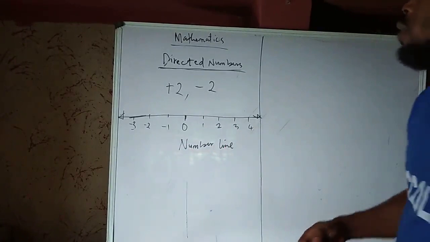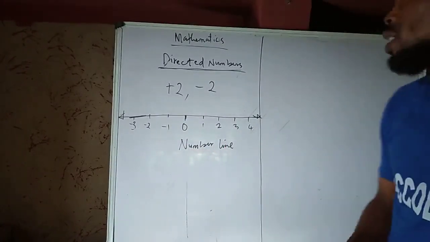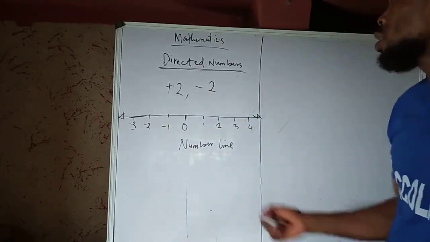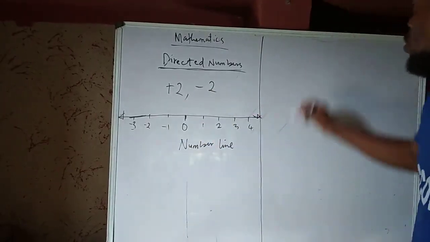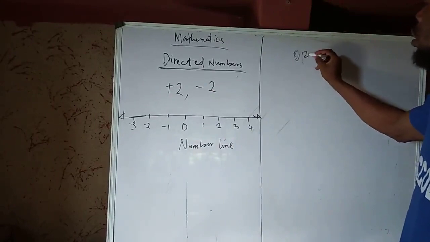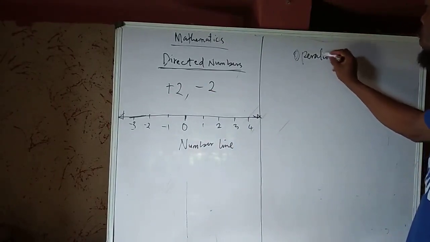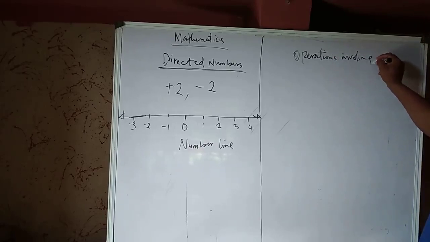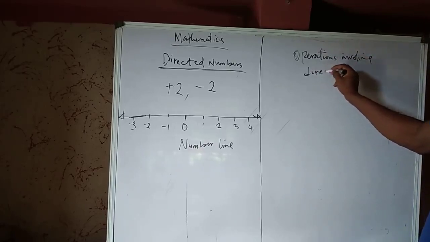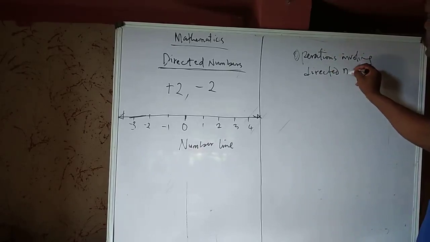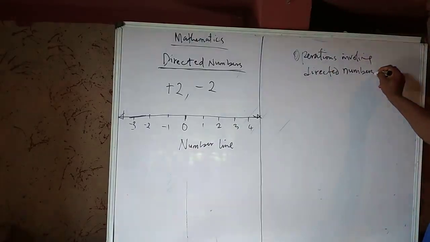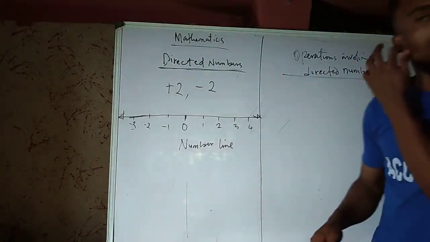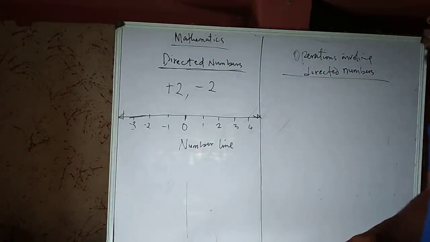Okay, so now in mathematics it is very important that you know how to do any operation involving number lines. So we are going to be talking about operations involving directed numbers. How do we add and subtract numbers when they are directed? That's exactly what we want to do in this class.